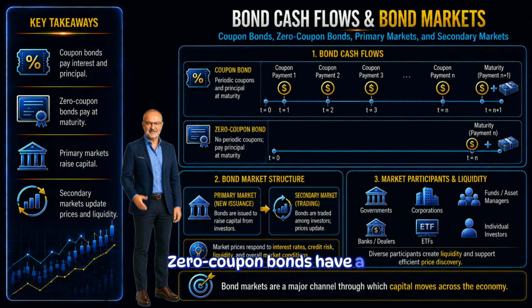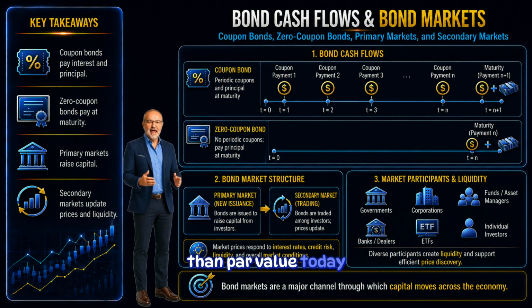Zero coupon bonds have a simpler cash flow structure. There are no interim coupon payments. The investor pays less than par value today and receives par value at maturity. Even though the cash flow pattern is simple, the same present value logic applies.